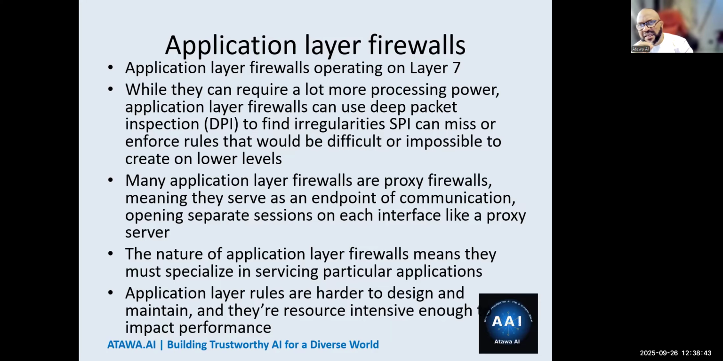Now, I mentioned that layer 7 of the OSI is called the application layer. So you also have firewalls that work on that layer instead of just on layer 3, or layer 3 and 4. These ones, you hear the term DPI as opposed to SPI, deep packet inspection. They look for irregularities. Sometimes these firewalls are what are called proxy firewalls. In other words, they serve as the endpoint of the communication to decide what is going to happen.